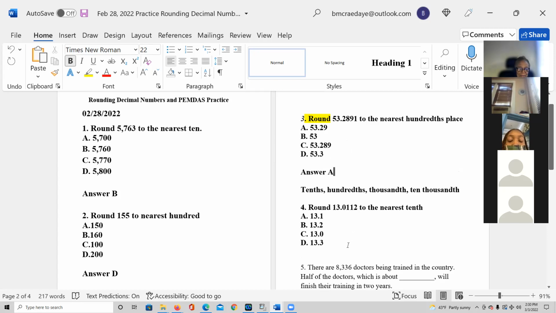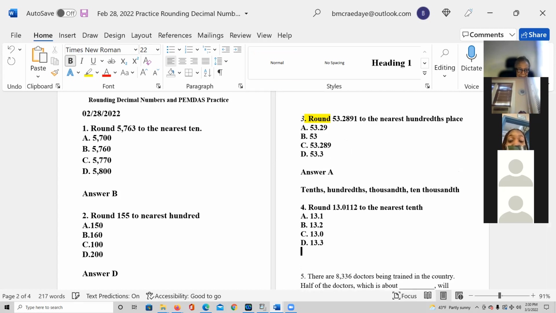Okay. Number 4, Mercedes, round 13.0112 to the nearest tenth. What's the answer? A. Round it to the nearest one. How did you get A? No, C. I put C. C, that's right.